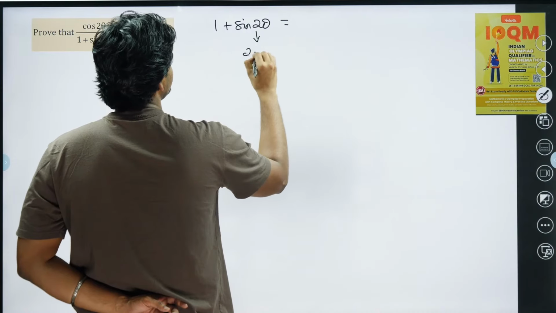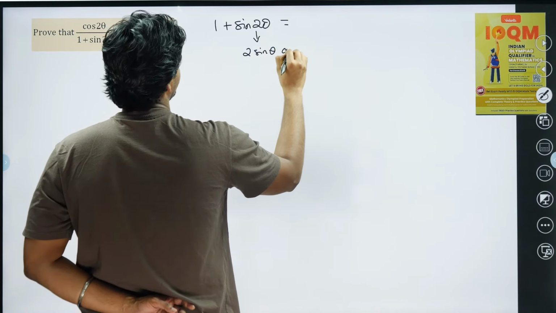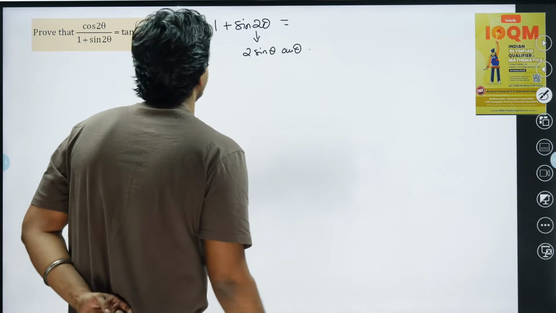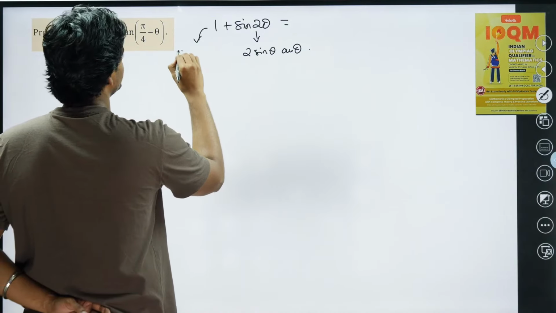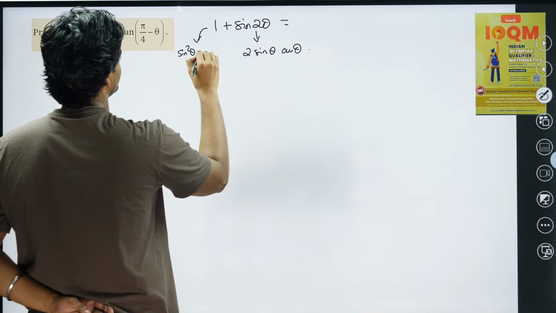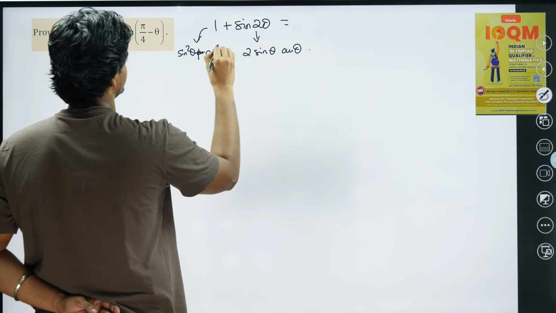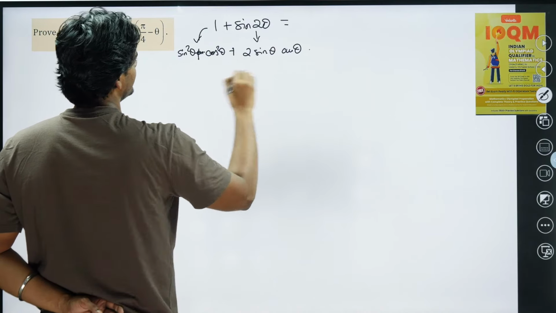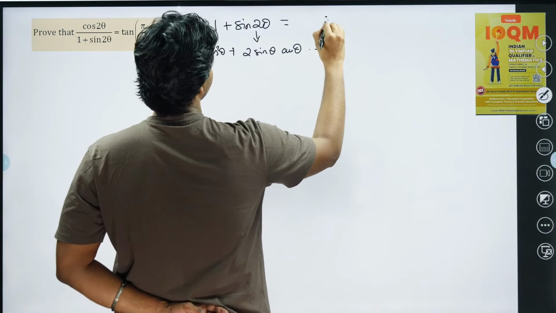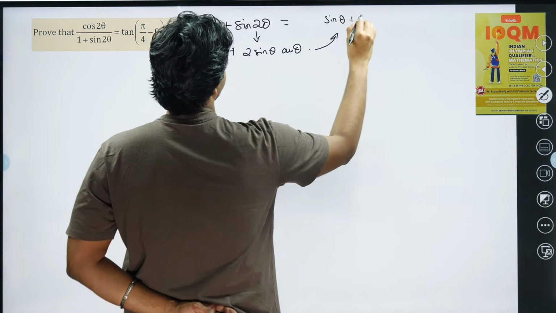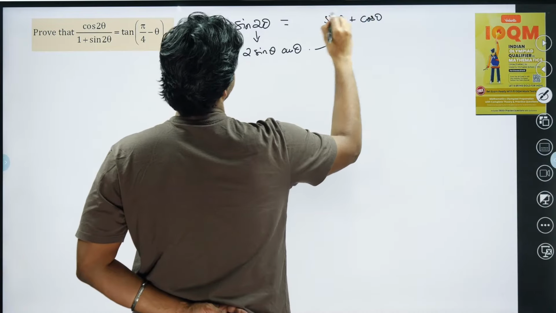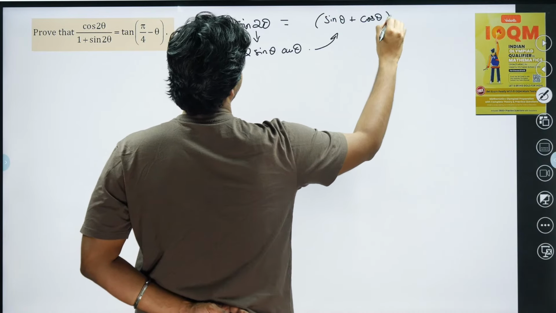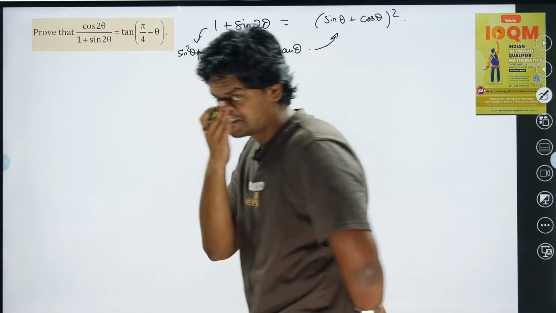This is 2 sine theta cos theta. And this 1 can be written as sine square theta plus cos square theta. So if I add these two, I will actually get sine theta plus cos theta whole squared, isn't it?